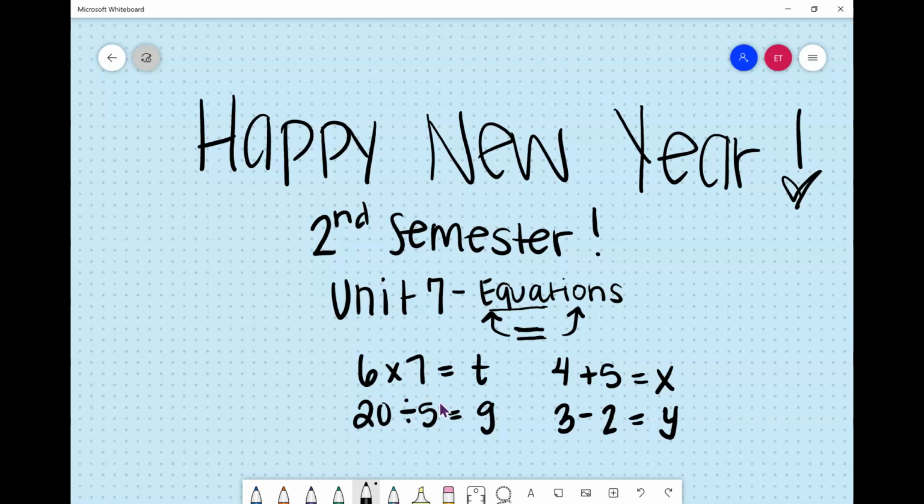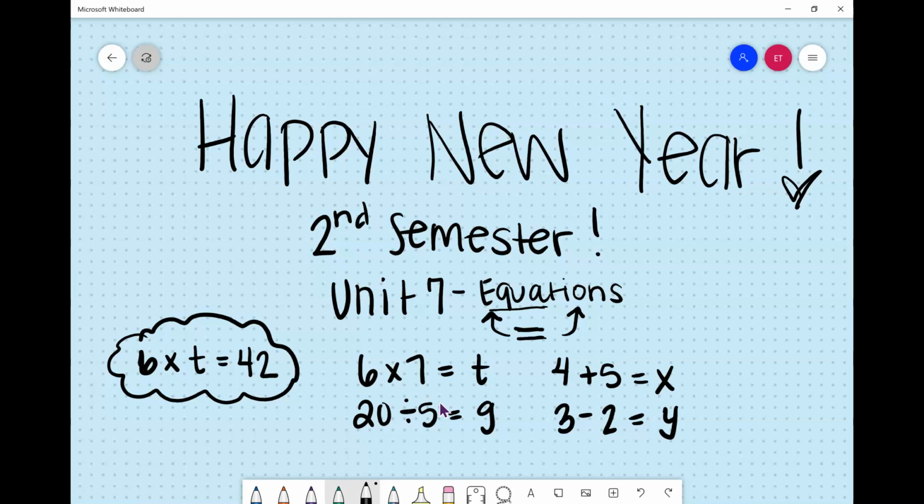Okay, but what we're going to be talking about is one-step equations, so it's going to be a little bit different from what you've seen. So it'll be something like 6 times some number, or the variable t, is equal to 42. Okay, that's what we are going to be looking at these next few weeks.